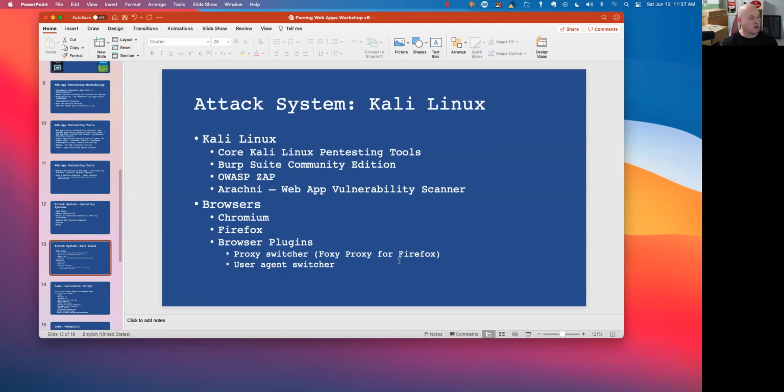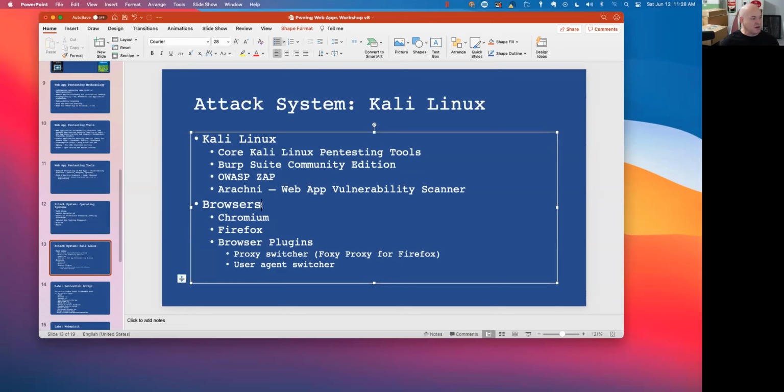And so Burp Suite Community Edition is what you're going to want. If you're doing bug bounties or something, then you definitely want to get the professional version. OWASP Zap, Arachni is a web app vulnerability scanner. It's free, and you could use that. It works a little bit differently from some of the other web app vulnerability scanners, but you can still find stuff with it. I'd actually rather use OWASP Zap or Burp Suite over that.